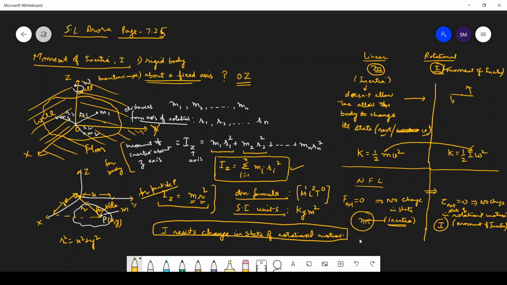So that's what we do. Like I told you yesterday also, at power stations we have big flywheels.